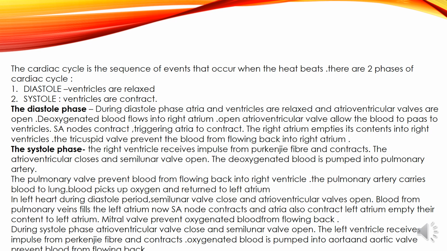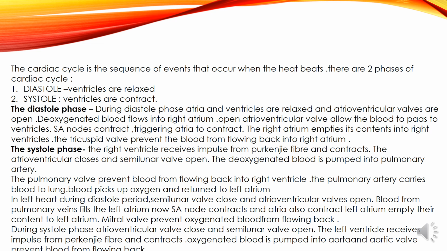The pulmonary artery carries blood to the lungs, and the blood picks up oxygen and returns to the left atrium. In the left heart, during the diastole phase, the semilunar valve closes and atrioventricular valves open. Blood from the pulmonary veins fills the left atrium. Now the SA node fires and the atria contract, emptying their content into the left ventricle, and the mitral valve prevents oxygenated blood from flowing back. During the systole phase, the atrioventricular valve closes and the semilunar valve opens.